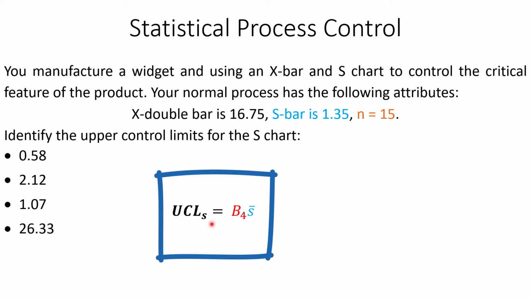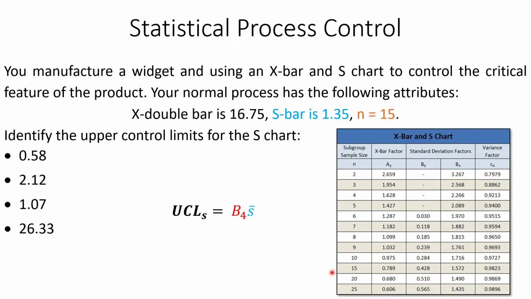Here's that equation, upper control limit. It's B4 times S bar. If we go to this little table that's included in that cheat sheet, the way you look up the B4 factor is by using the subgroup sample size. So here in the problem statement, we had 15 samples per subgroup, right? That's this first column. We come across to the B4 factor, and we find that for our subgroup sample size, it's 1.572. And now all we have to do is plug in the calculation. 1.572 times S bar, 1.35, gives us the upper control limit for the S chart to be 2.12.